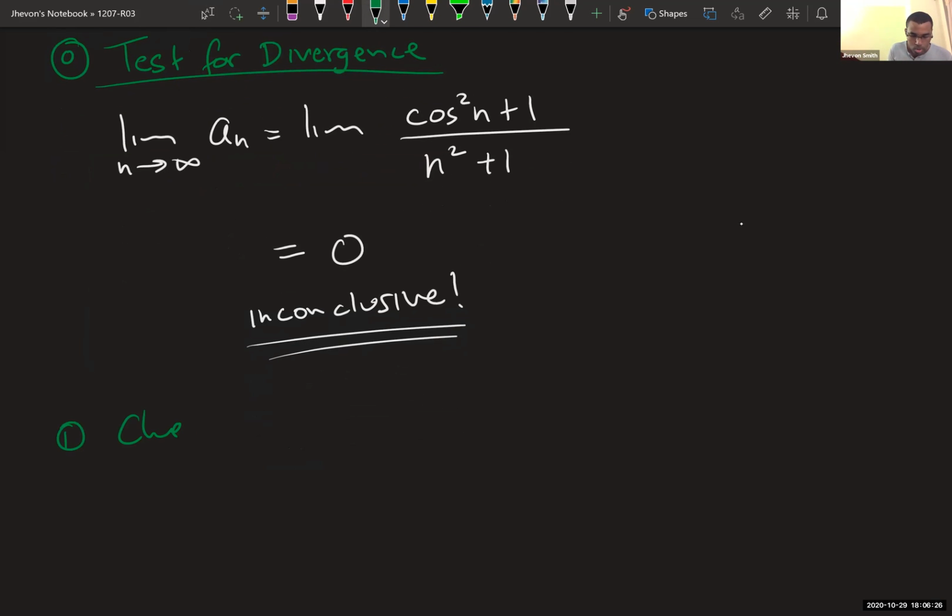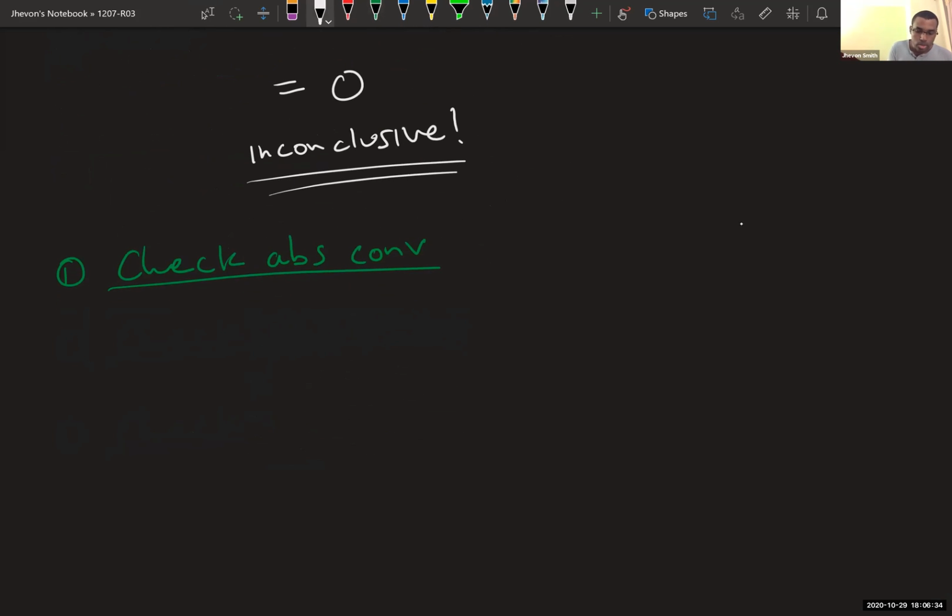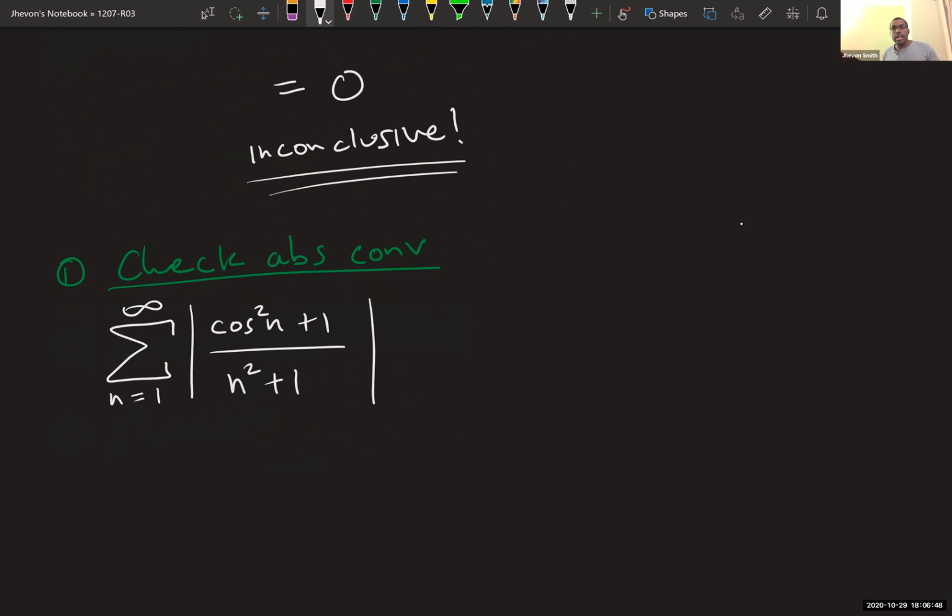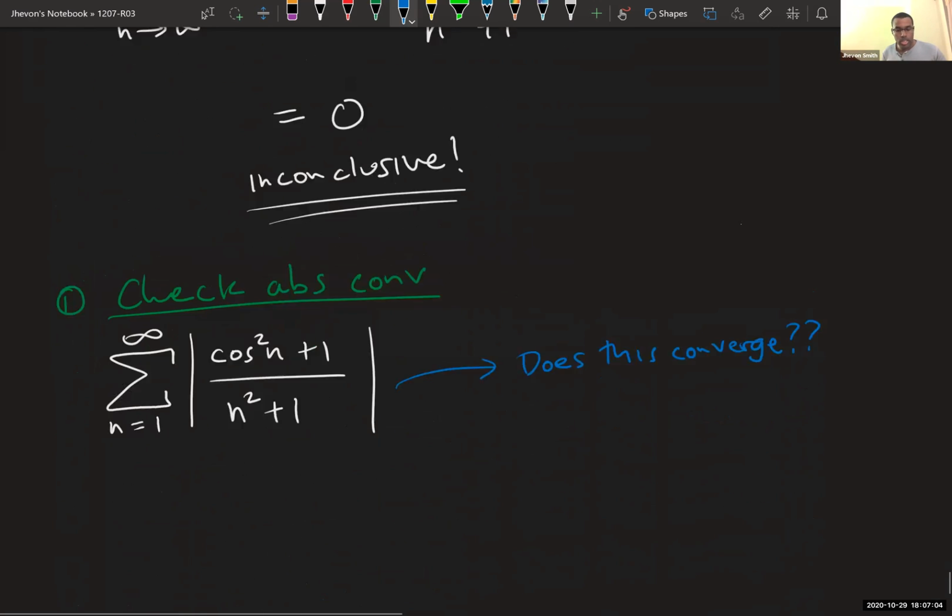So here I'm going to check absolute convergence. What does that mean? It means I literally go to the series and put absolute values around the terms. So this is the absolute value of cosine squared n plus 1 over n squared plus 1. And now I'm going to ask myself the question, does this converge? Okay, what do you guys think? What could I do here?